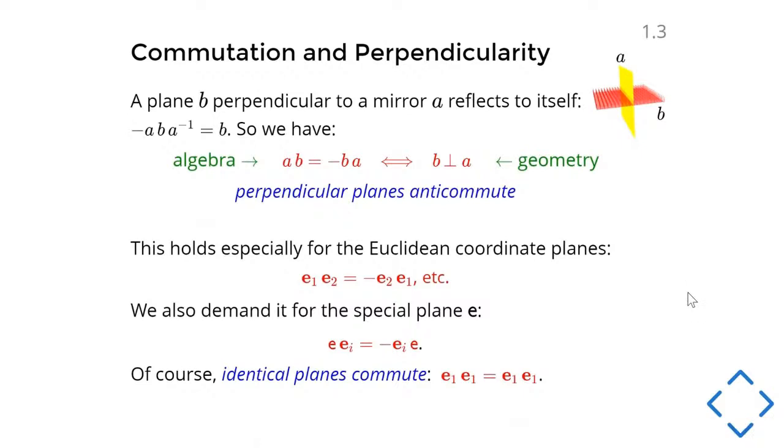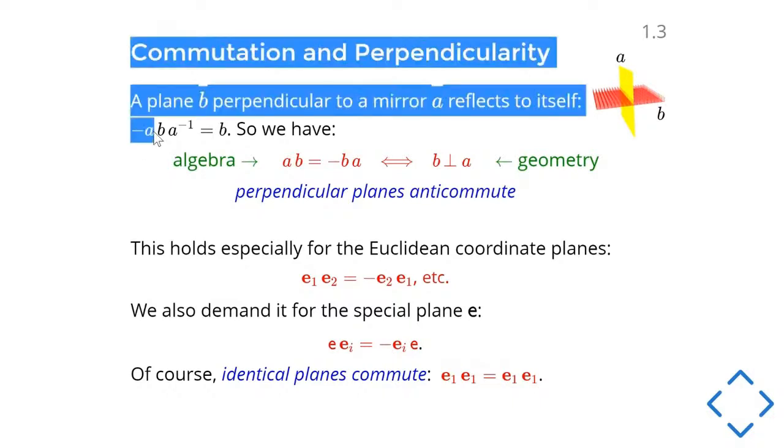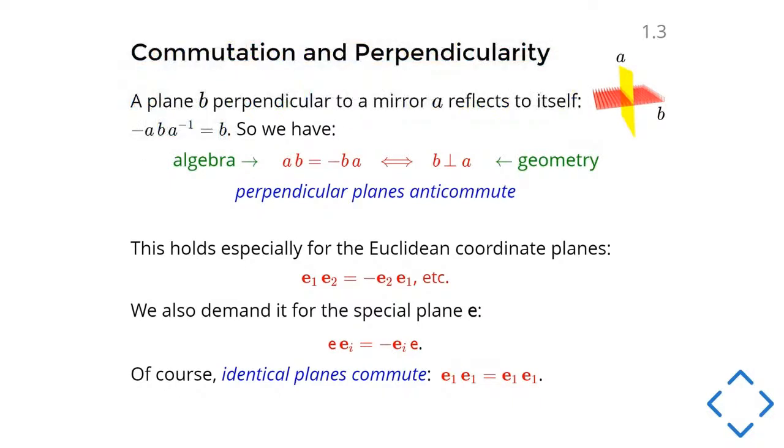All right, immediately we see that the algebra encodes for some geometrical relationship. So if I take a plane B that is perpendicular to a plane A, then by this reflection operator, if I reflect it in plane A, it stays itself, right? So we should have this equation, and if I multiply on the right by A, then that means AB equals minus BA. So the algebraic anti-commutation relationship between two planes reflects their geometric orthogonality.